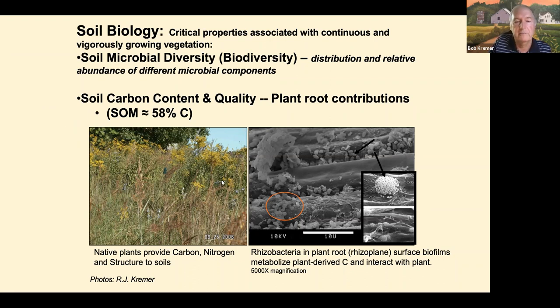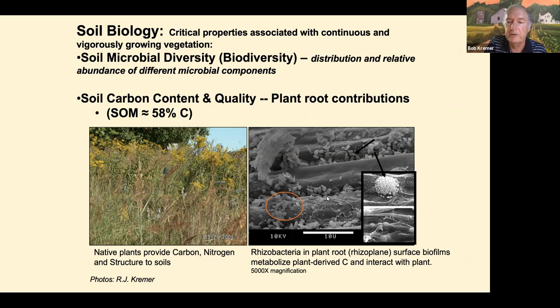So here I'm showing a reconstructed prairie. These plants provide the carbon, not only carbon, but also nitrogen, and their roots contribute to the structure of soils. And if we look at a micrograph of a plant root surface, this is where most of these microbes reside, on the surface of plant roots, because that is the most beneficial environment in the soil. It's where these carbon compounds are coming out the root surface.